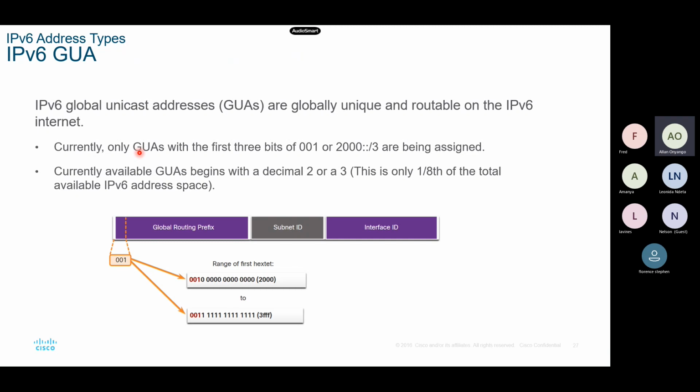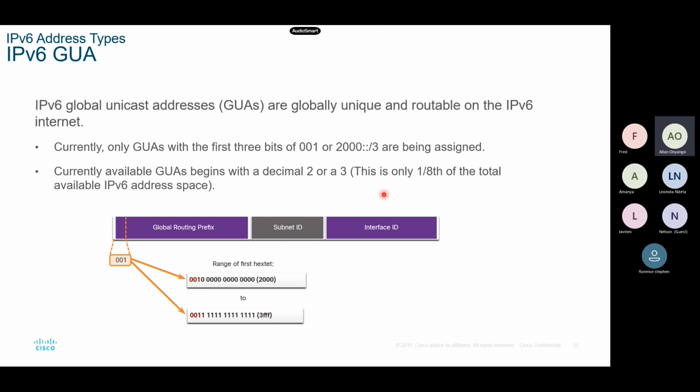Let's talk about the global unicast address, which is called the GUA. This is the equivalent of the public IP version 4. IPv6 global unicast addresses are globally unique and they are routable on the IPv6 internet, okay? And currently, for countries that are already using IPv6, their IPv6 addresses only start with either 2 or 3, like we have been seeing, and we shall see today, 2001:something. So most of the addresses currently start with 2 or they start with 3, okay?